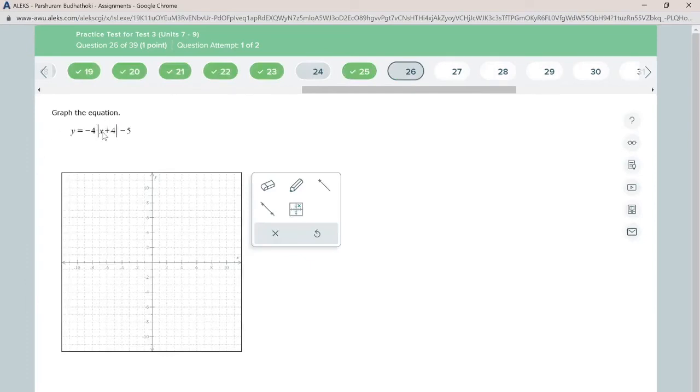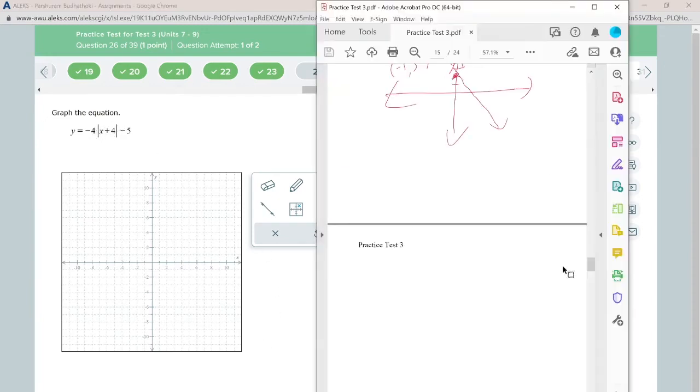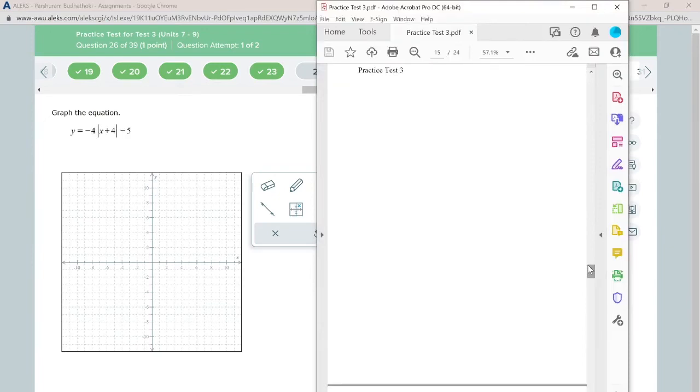Graph the equation. This is also a transformation. First you have to transform the graph of absolute value of x 4 units to the left, and then multiply. This is a combination of so many different transformations, so I'm going to do it here. The basic function, as you can see here, is absolute value of x. From here you go to absolute value of x plus 4. From here you go to 4 times absolute value of x plus 4. From here you flip it, so that means negative 4 times absolute value of x plus 4. And from here eventually you subtract.